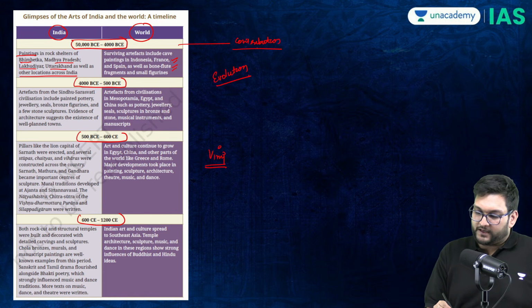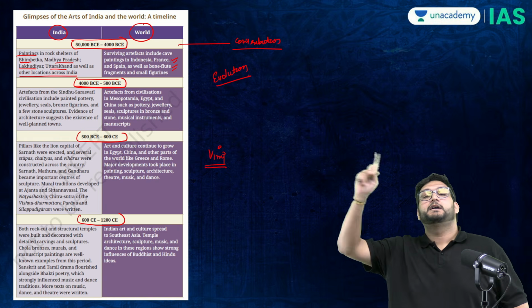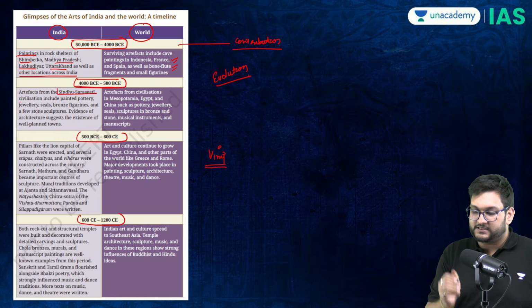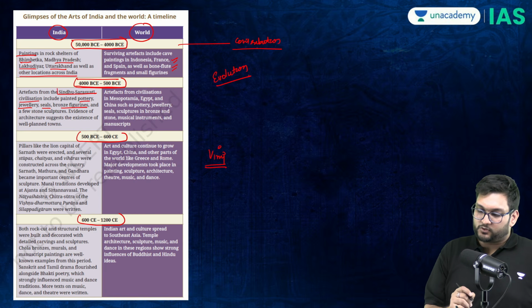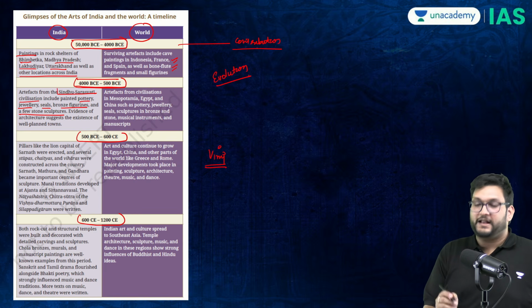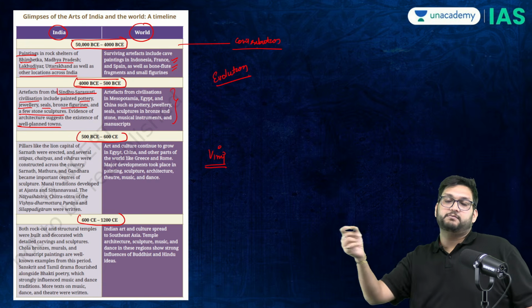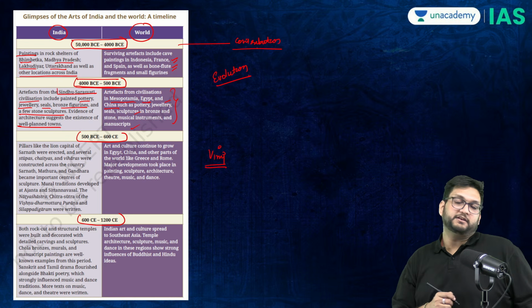At the same point of time, between 4000 BC to 500 BC, which is from IVC till the point of Mahajanpadas, we have the Sindhu Saraswati, which is Indus Valley Civilization, pottery, jewelry, seals, bronze figurines, stone sculpture, and town planning, which is in itself a very interesting thing. And similarly, we will find similar aspects in Mesopotamia, Egypt, China, pottery, jewelry, and manuscripts.